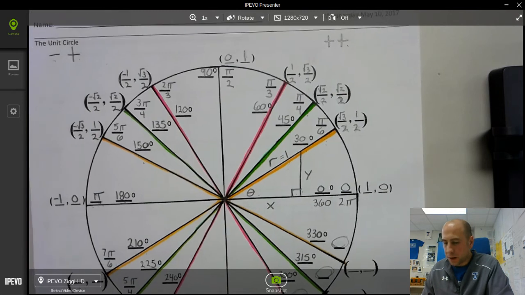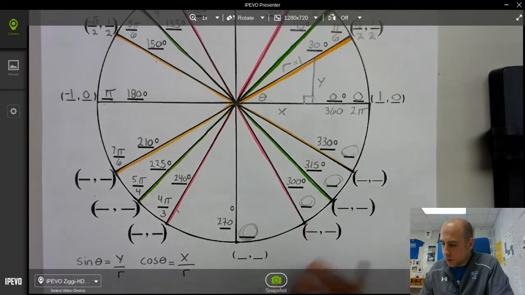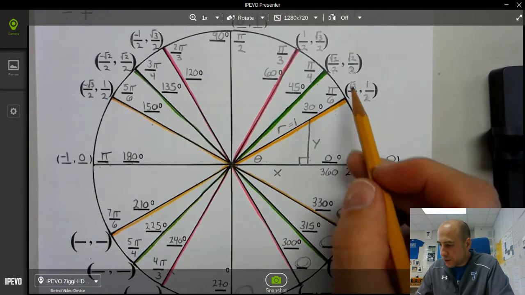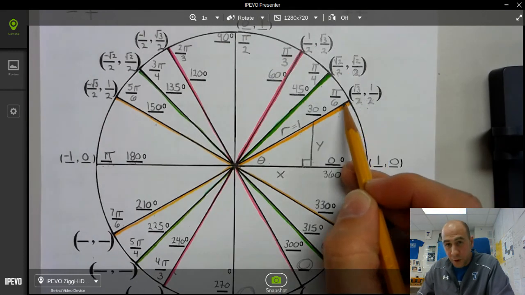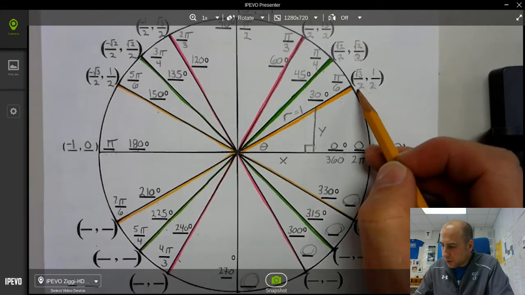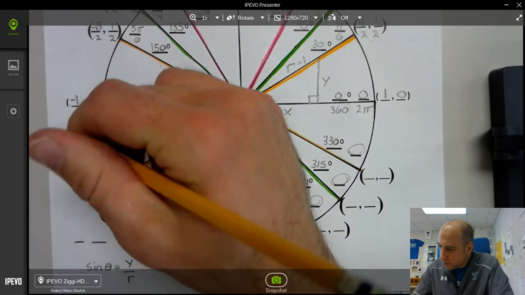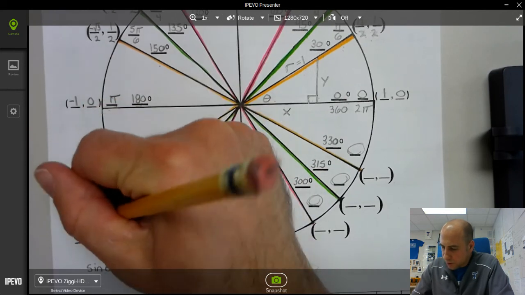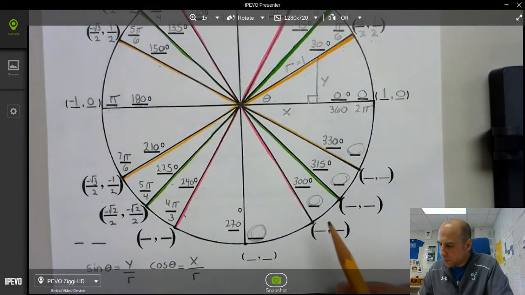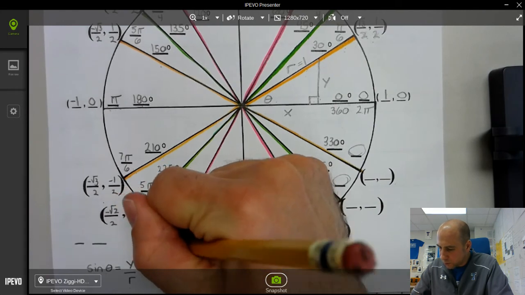Now going around, the points in this quadrant are negative, negative. Basically these are the same points. Now follow the yellow line, because that's your reference. Follow the green line, follow the pink line. Same point except both negative. So negative square root of 3 over 2, negative 1/2; negative square root of 2 over 2, negative square root of 2 divided by 2; and negative 1/2, negative square root of 3 over 2.